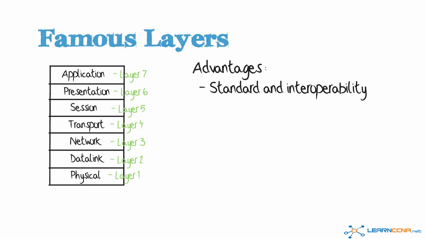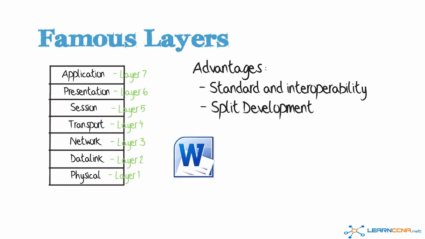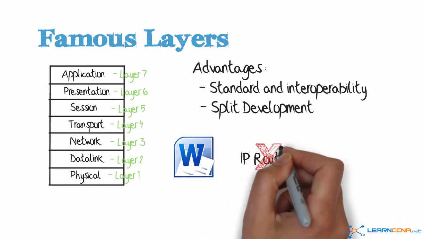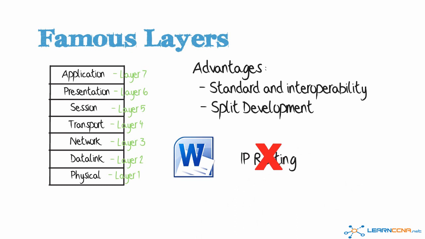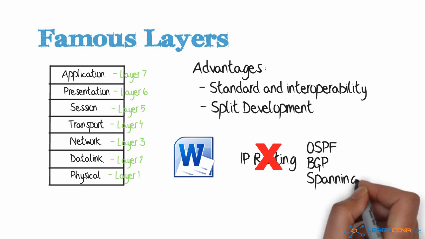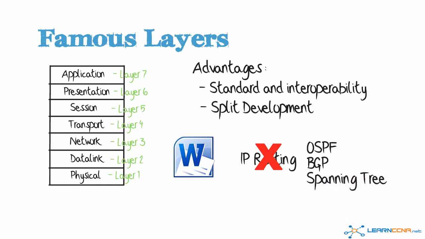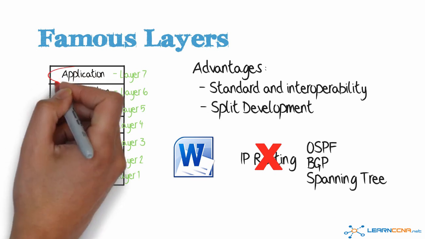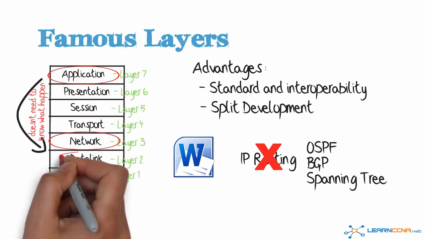There are multiple advantages to the OSI model as mentioned, including interoperability and standards. Another big advantage of the OSI model is split development, or split areas of concern. An application developer, as an example, writing an application like Microsoft Word, doesn't need to understand the details of IP routing. So if you were writing an application in Python or another high-level programming language, you don't have to understand OSPF or BGP or spanning tree or any one of the many other protocols used at lower layers of the OSI model. Because the different layers are separated from each other, a developer working at layer 7 doesn't need to know what's happening at layer 2 or layer 3.